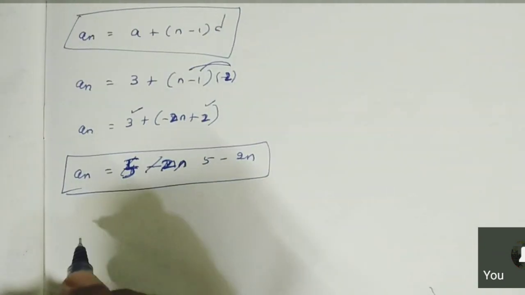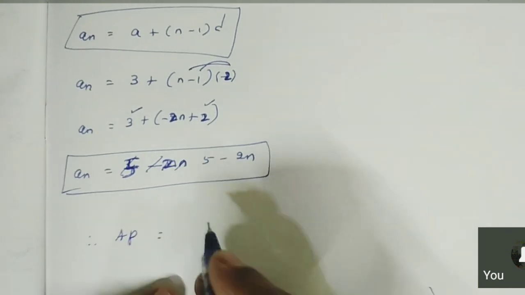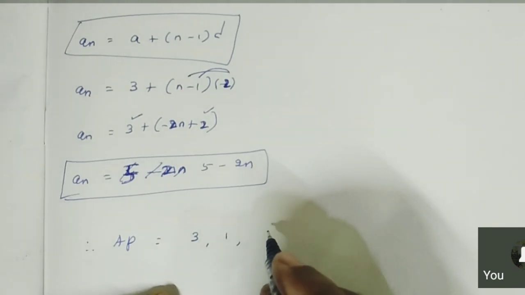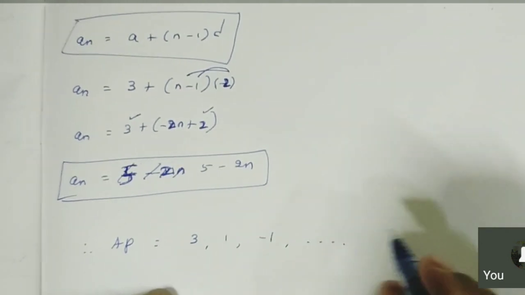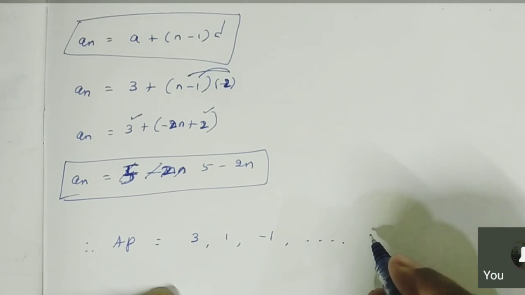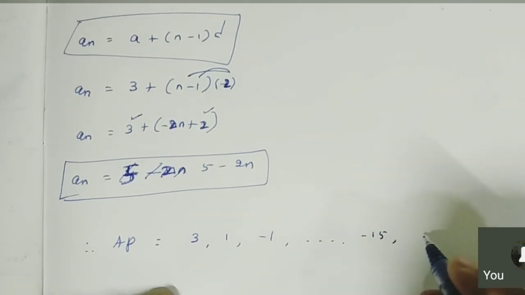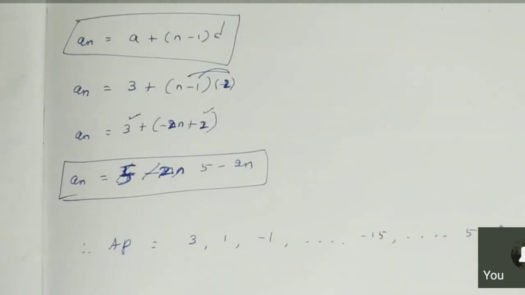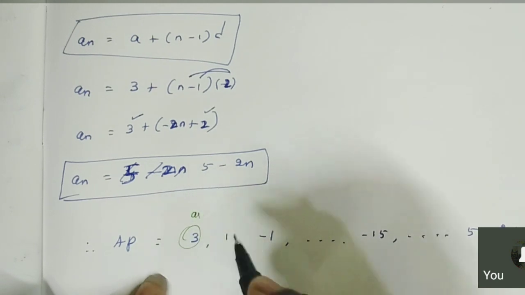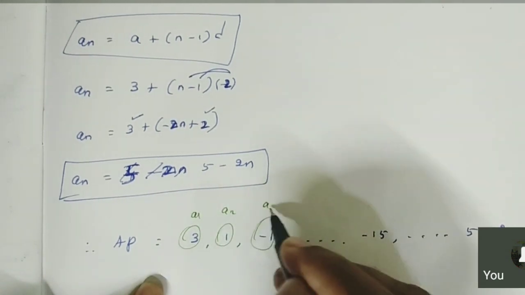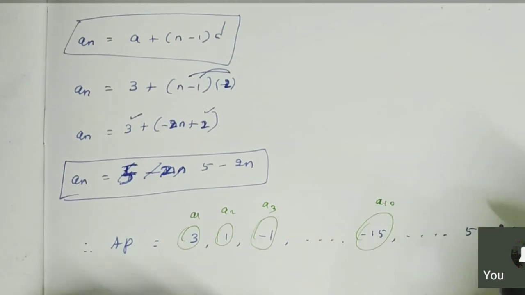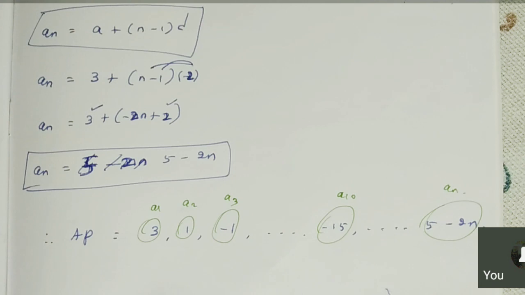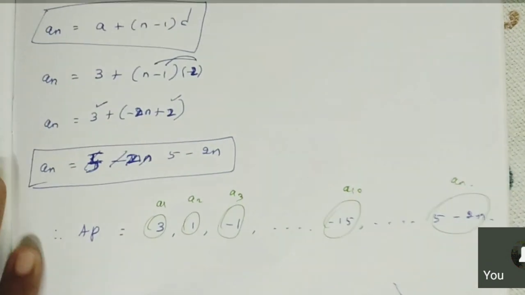So now we can finally write, therefore the AP is equal to 3, 1, A3 is minus 1, etc. A10 is minus 15, An is 5 minus 2n. Right? Are you clear? So you just mark this one: A1, A2, A3, A10, An. Are you all clear? Any doubt? Okay.